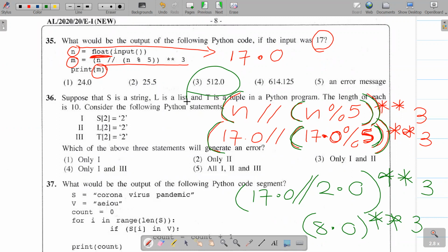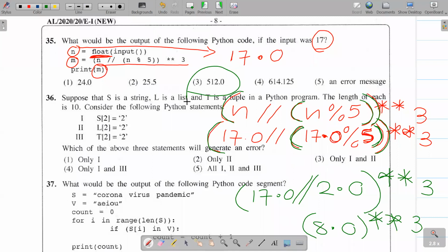Suppose S is a string, L is a list, and T is a tuple. In the Python program, the length of each is 10. Consider the following Python statements. Which of the above three statements will generate an error?